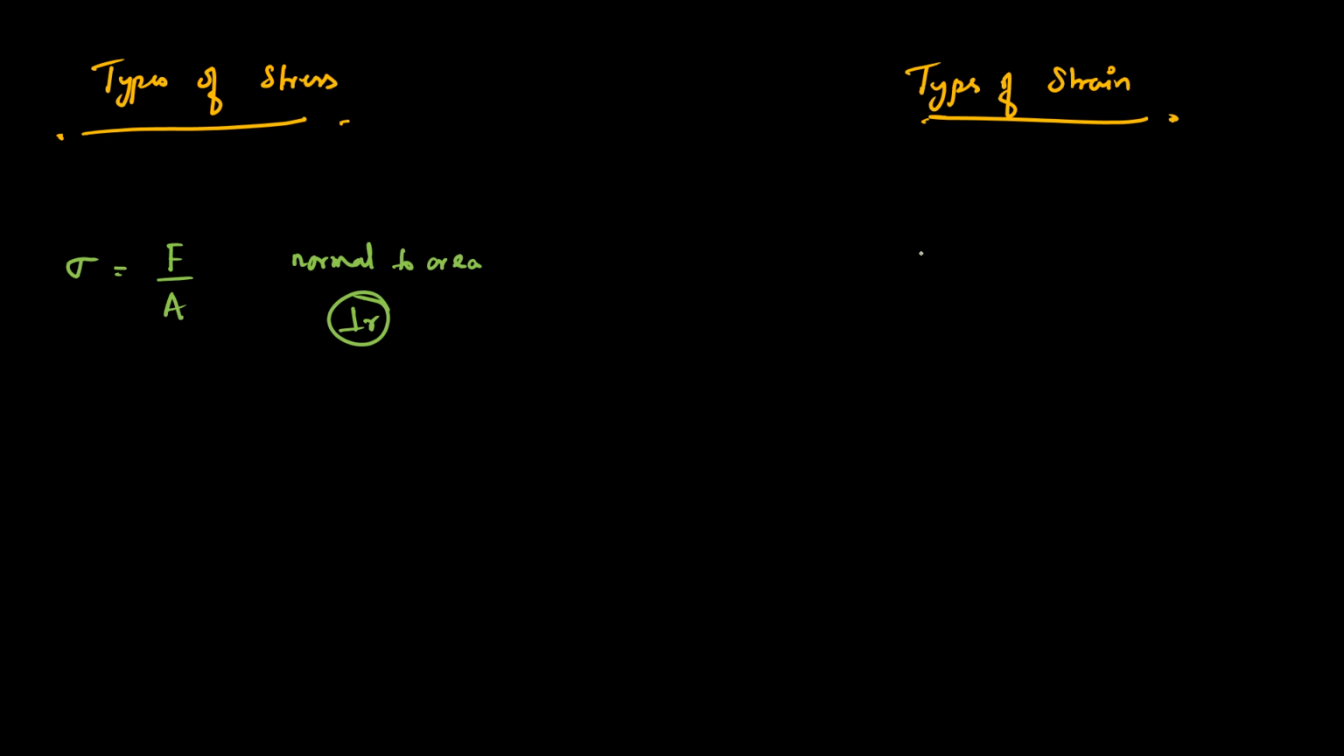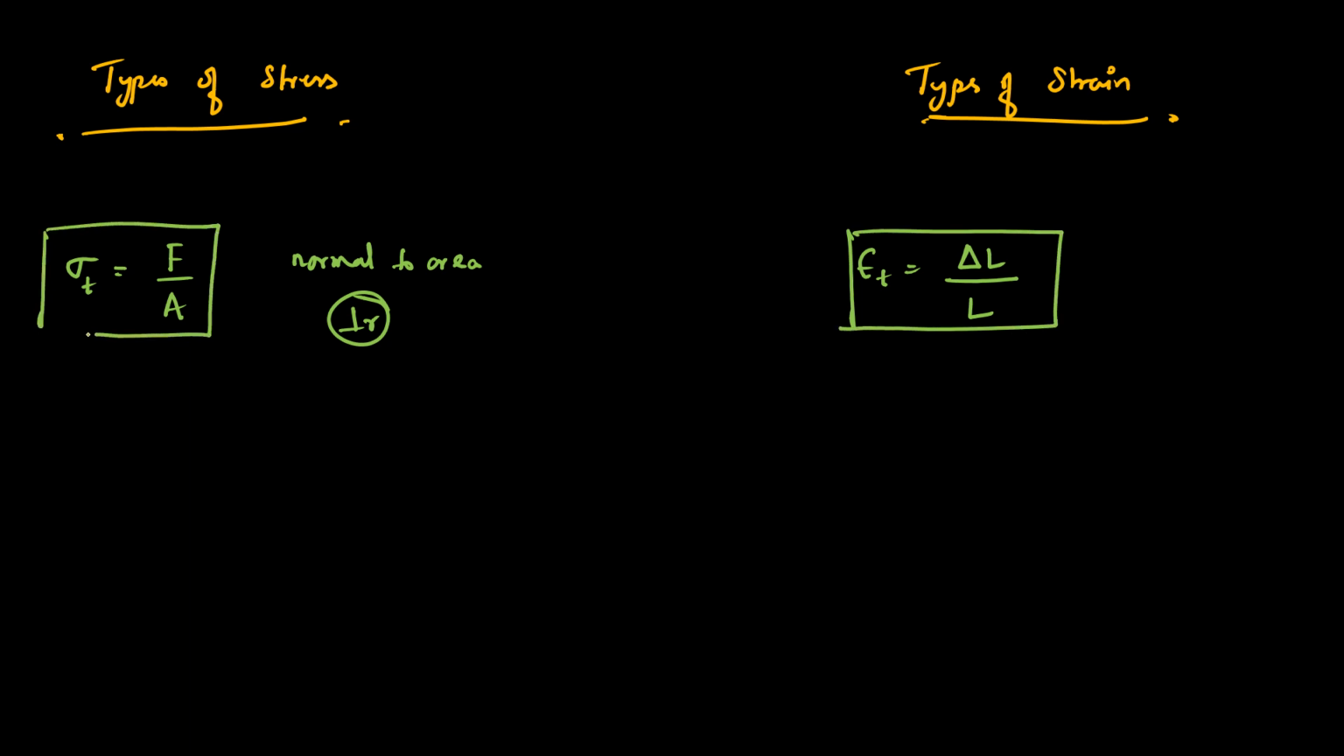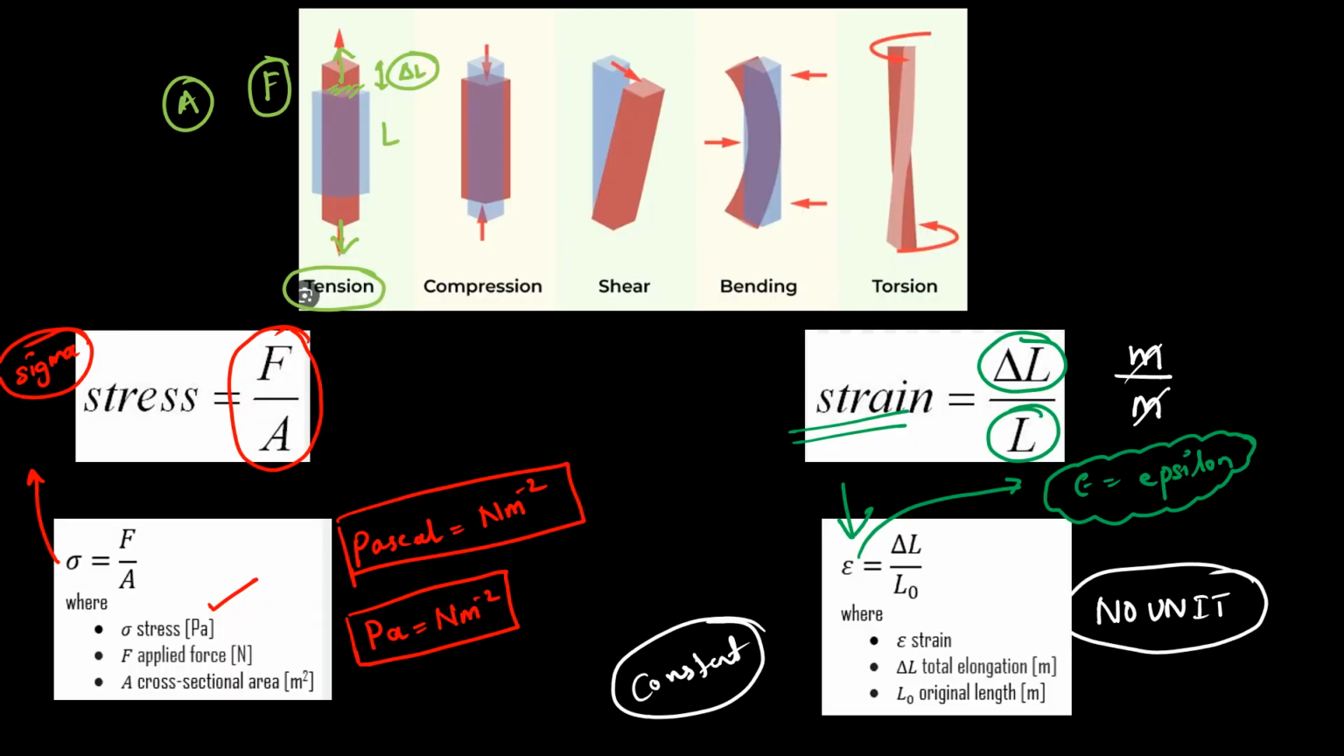And similarly here we can write sigma t, tensile, right? And here it is going to be epsilon t. What is the change in length? It is delta L. And what was the length before? It was L. So this is the formula for tensile stress and tensile strain. Okay, is it clear?